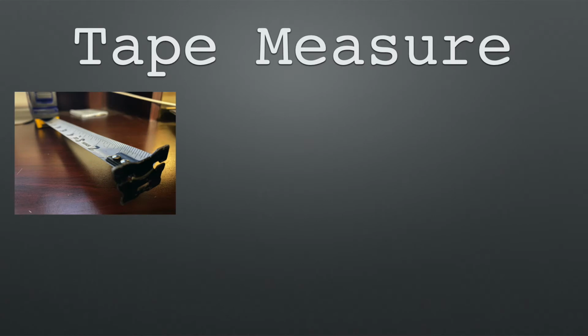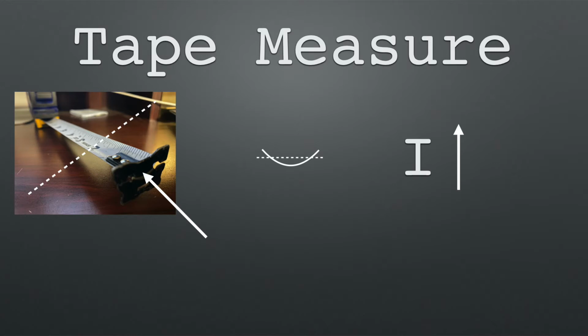Let's look at the example of the tape measure. To solve for the moment of inertia of the tape measure, you make an imaginary cut along the middle of the tape, then look down the tape measure at that imaginary cut. The imaginary cut would look something like this U shape. You draw a line through the middle of the U shape. To find the moment of inertia, you calculate all of the area that is away from that dashed line. The more area that is away from that dashed line, the higher the moment of inertia.